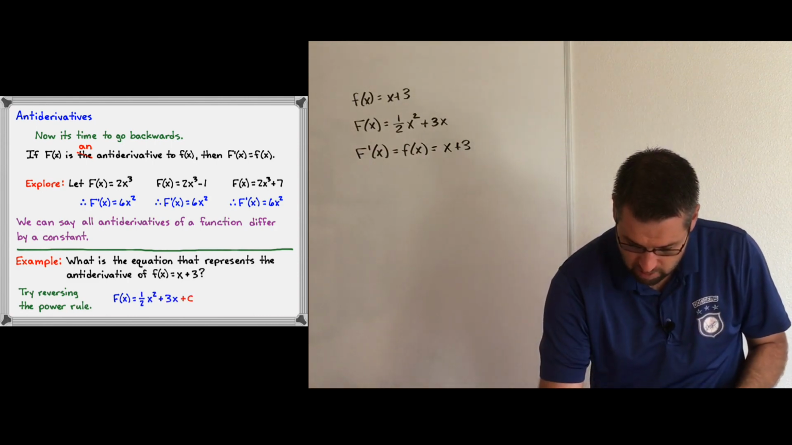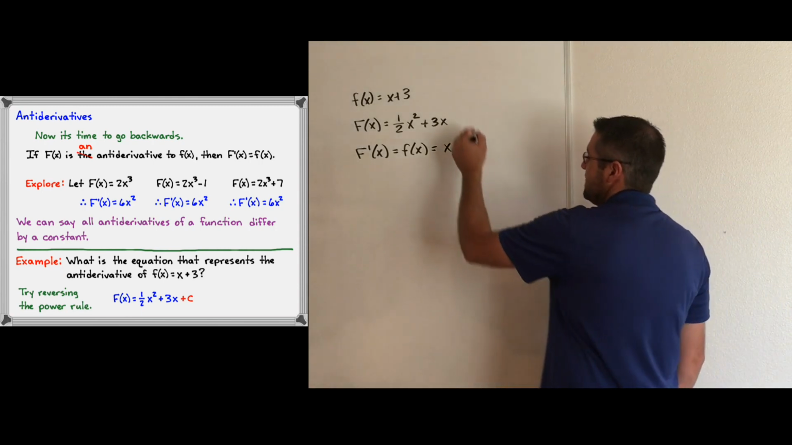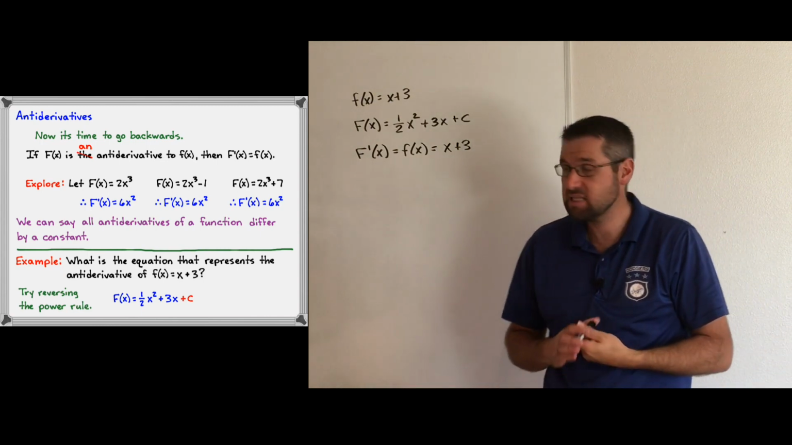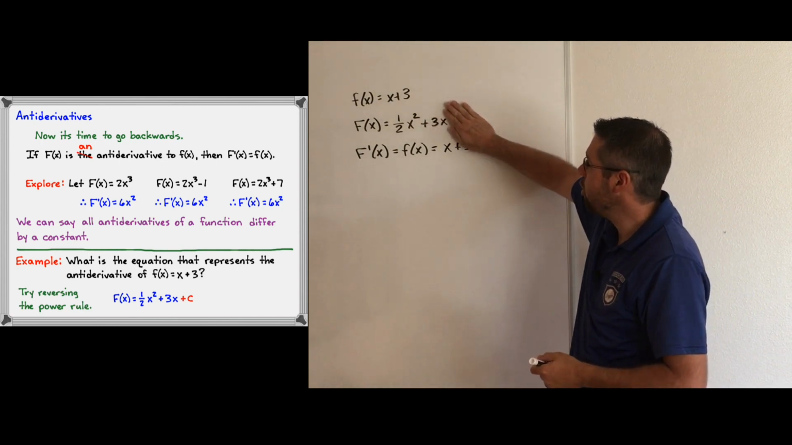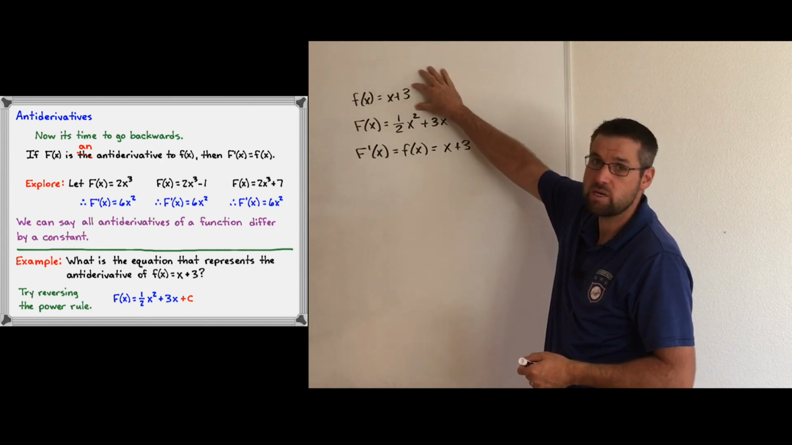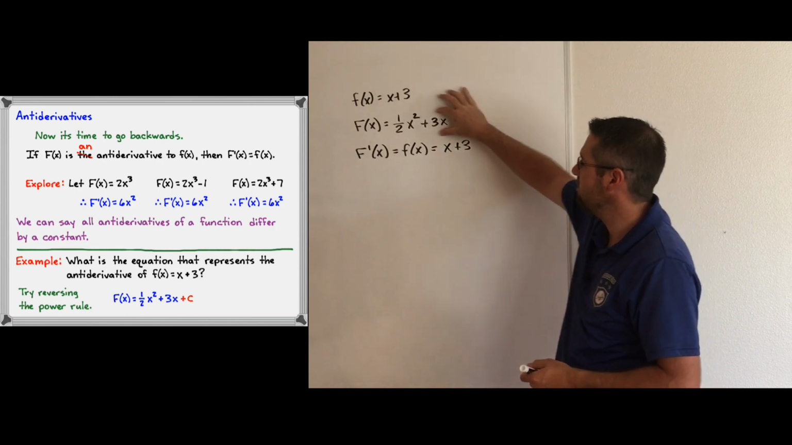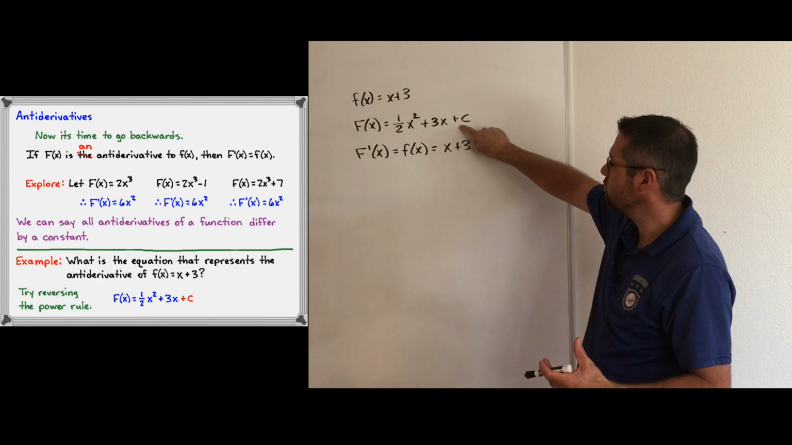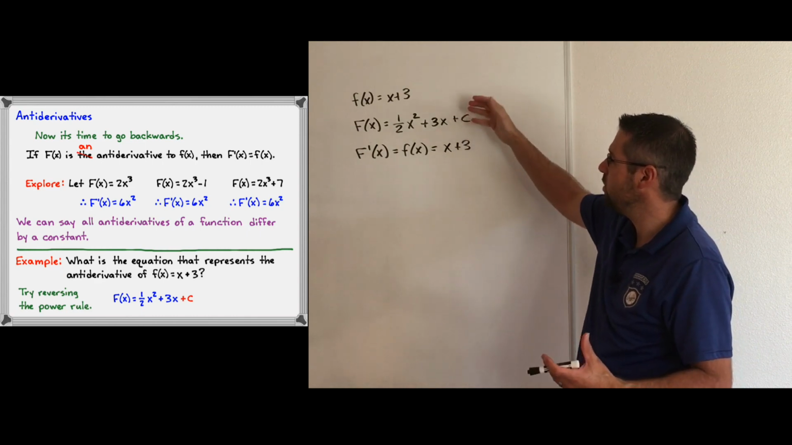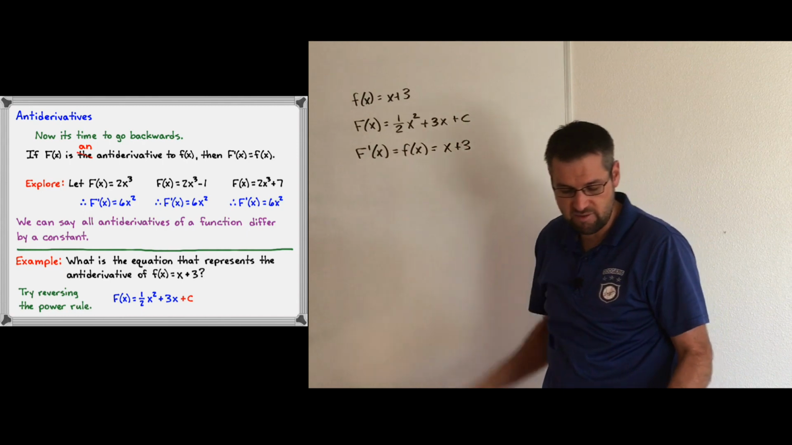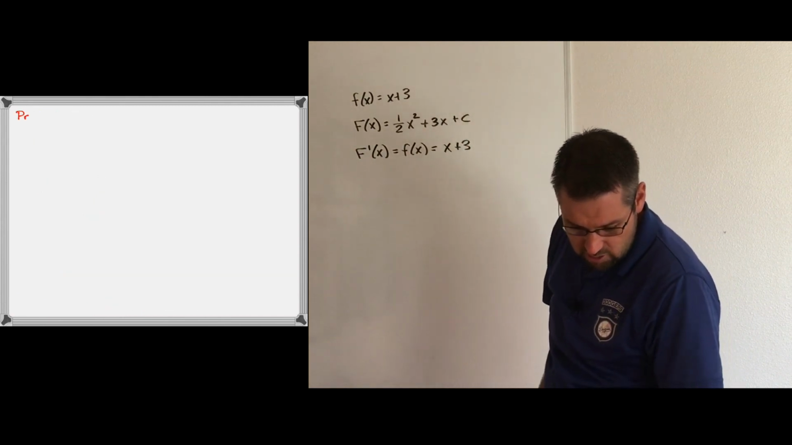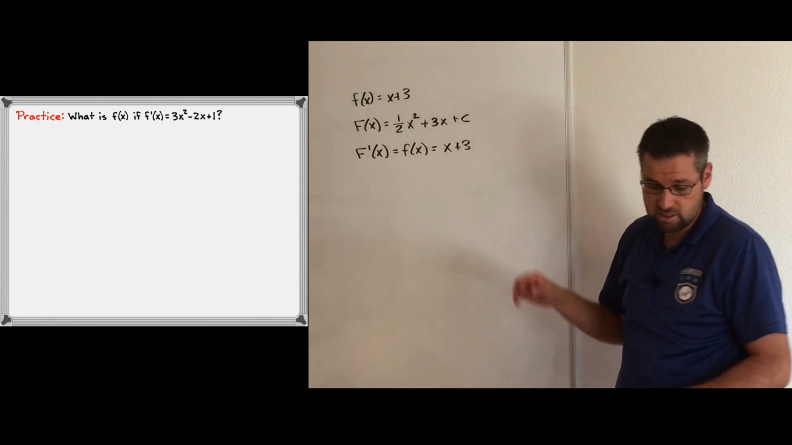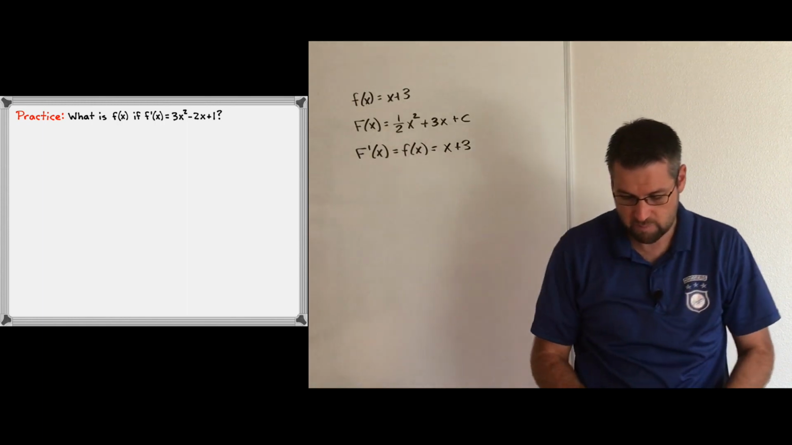Now I'm going to throw in here this idea of adding a constant. The reason we're adding the constant is because this is not the only antiderivative of x plus 3. If I were to take the derivative of this constant, the derivative of the constant is going to be 0. So we don't really know what this constant is. We just know that it could be anything, really, any constant value. With that said, let's take a look at that graphically so we can understand the difference between these constants and the difference between the antiderivatives here.